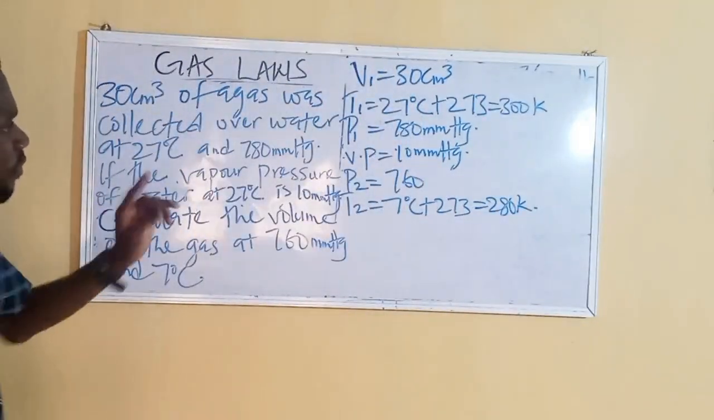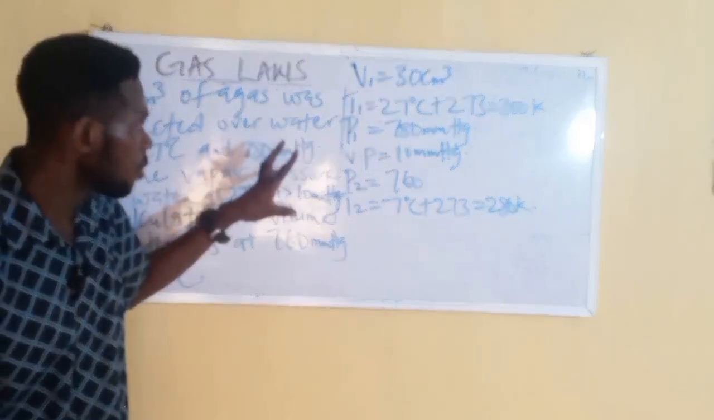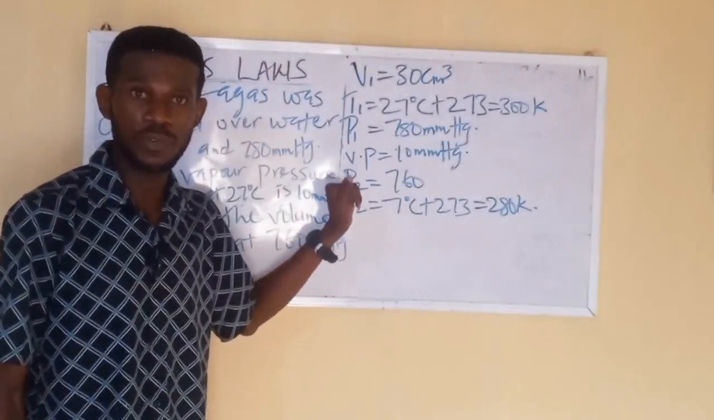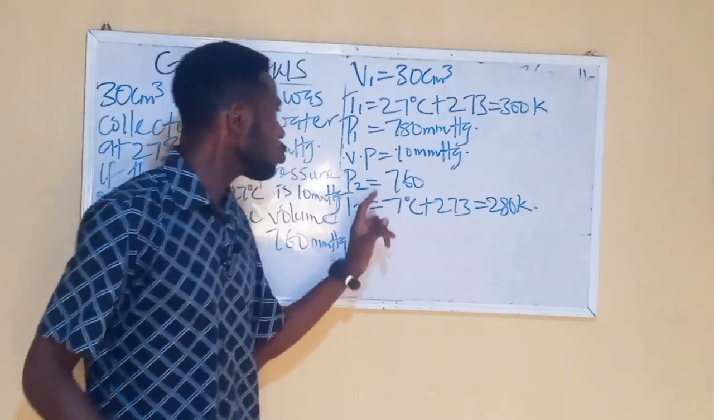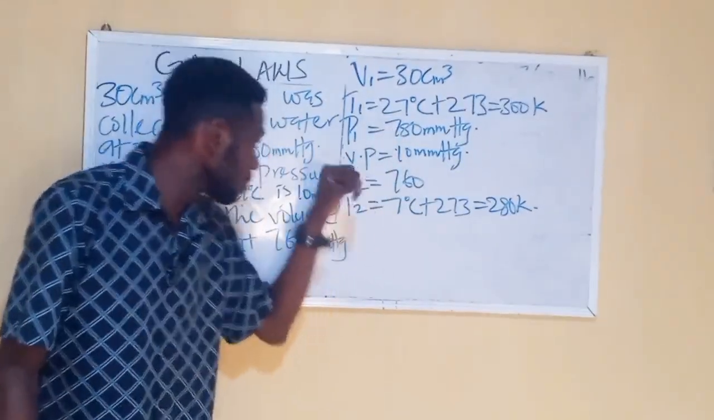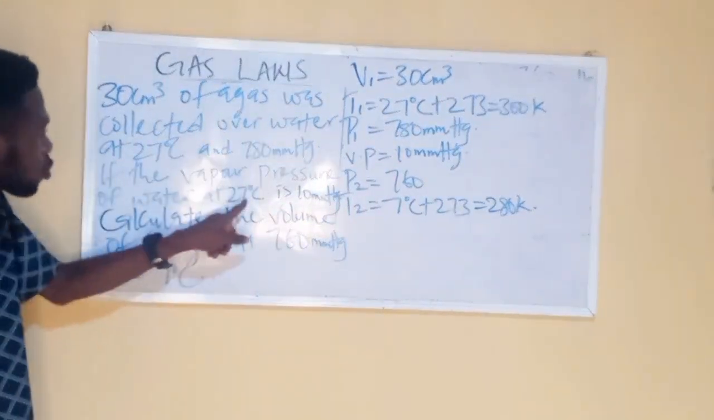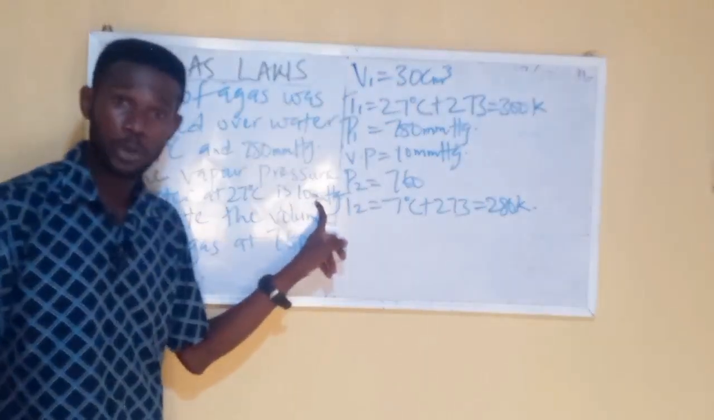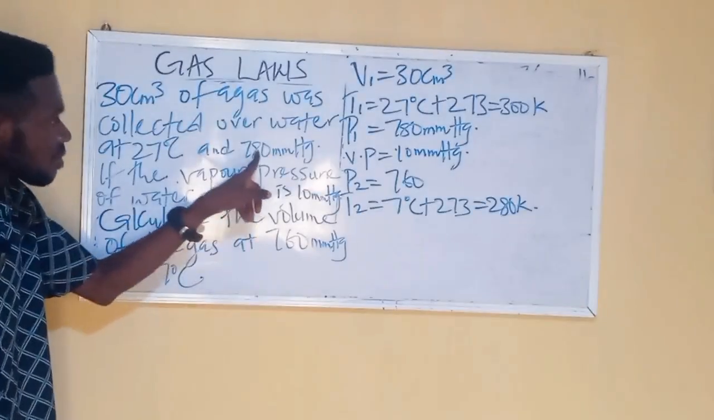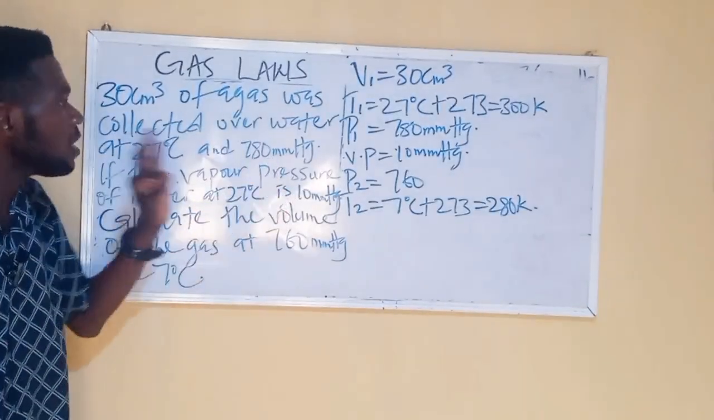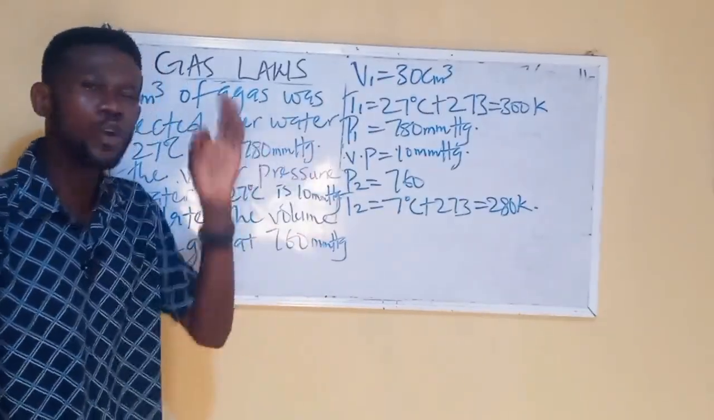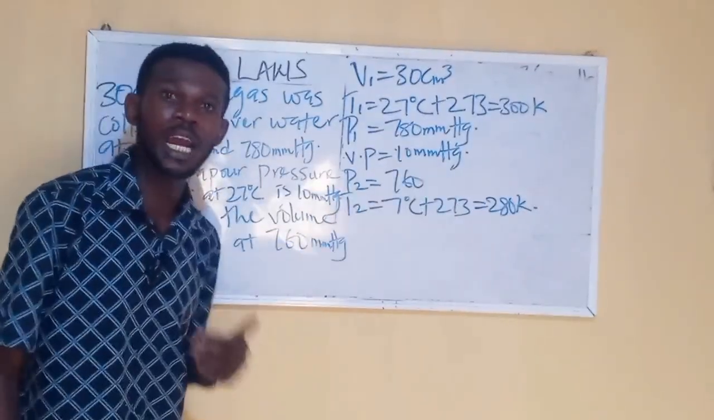So before you carry out your calculation, please, in this particular question, anytime a vapor pressure is given, you have to subtract it from whatever pressure was given at that particular temperature. Look at it, they said at 27 degrees Celsius, it was 10 millimeter mercury. That was the vapor pressure. Please bear in mind that at that particular temperature, the pressure that was given was 780. So please, you do not carry out your calculation with 780. You must first of all subtract the vapor pressure before you carry out your calculation.